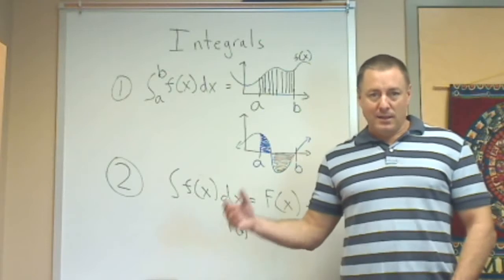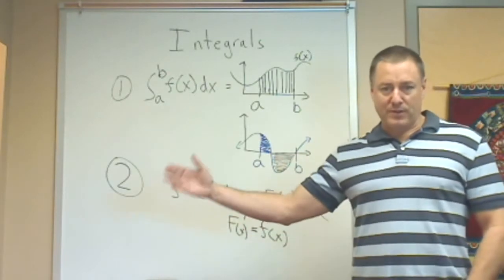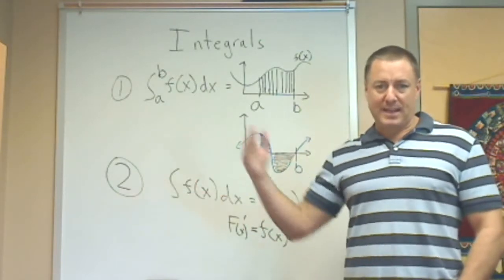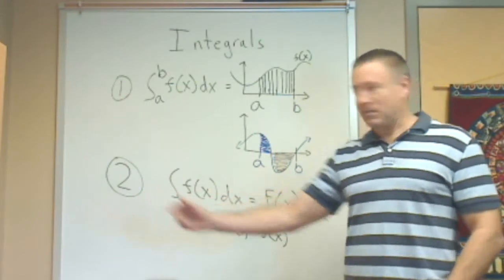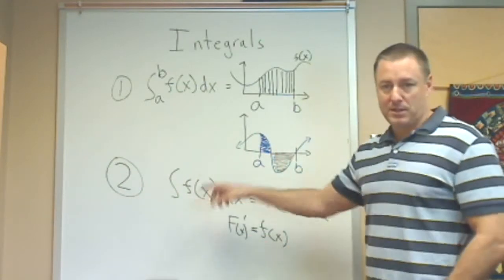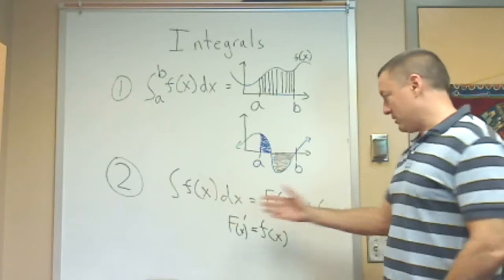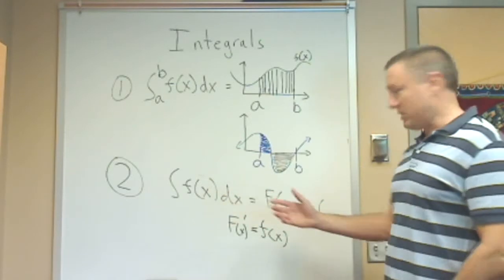Earlier we had a function and found a derivative. Now we're taking a function and finding an antiderivative, a function whose derivative is our original function. So we're going backwards. It is going to be an inverse process. Derivative and integral are inverses of each other.